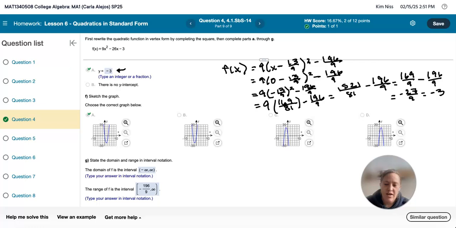It's not going to go down any farther than where your vertex is. So your range is simply your k value of your vertex, so it was negative 196 over 9, up to infinity, because the graph can go off to positive infinity. We don't know where it's going to go. And the reason that we use a bracket here is that negative 196 over 9 is actually included, because that point will be included in our range. It's going through that point, so it is being represented with a bracket.